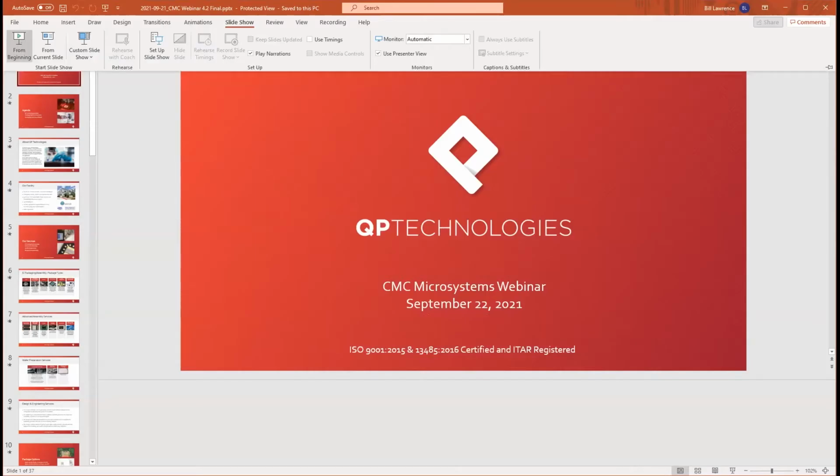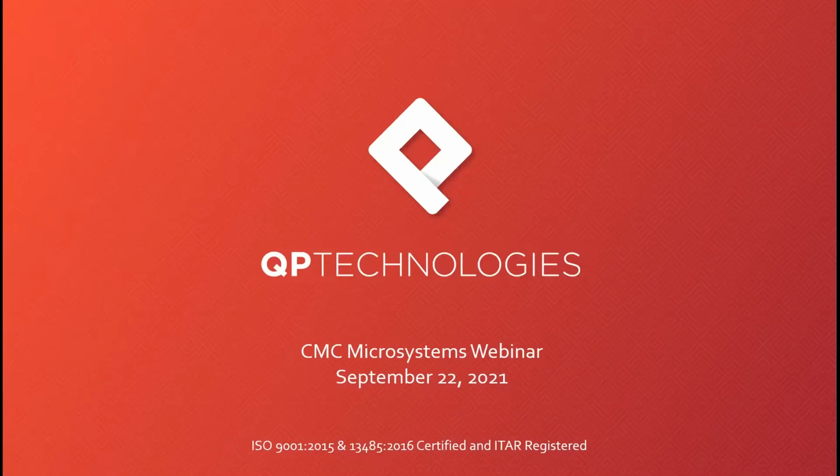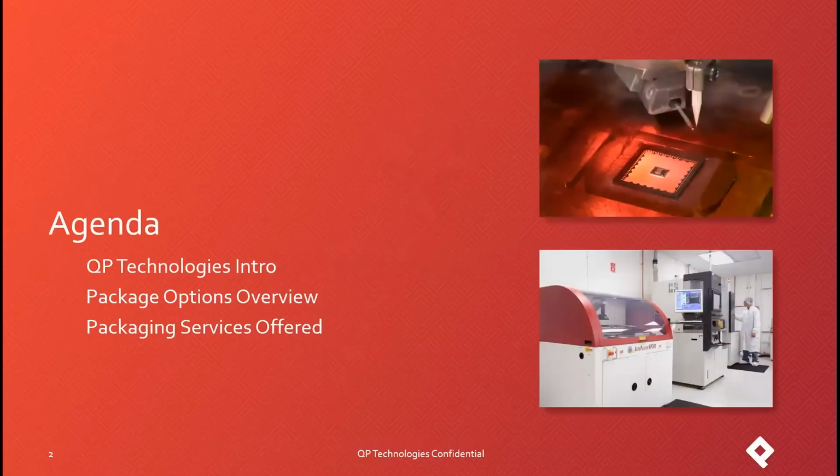Okay, my name is Bill Lawrence. I'm representing QP Technologies, and the intent here is to go through an overview of what we do, and more importantly, what hopefully we can bring to the table to help in the packaging activities that you have. The agenda basically is the commercial part, then into some of the details, and hopefully you'll find that useful, regardless of who might do your packaging.